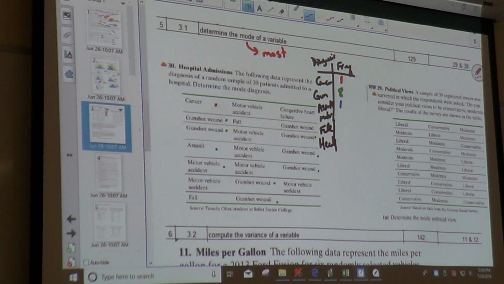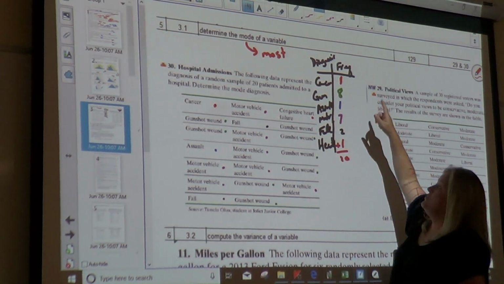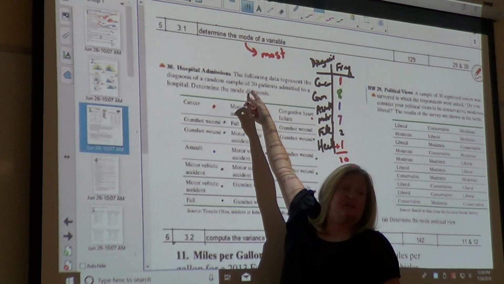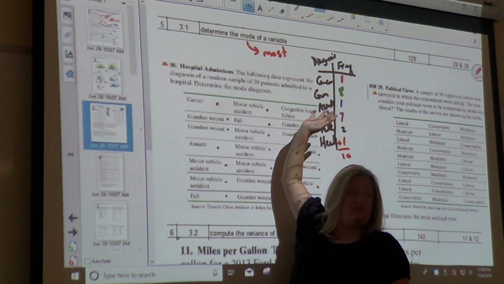Tell me if I'm missing some. Motor vehicle: 1, 2, 3, 4, 5, 6, 7. Fall is going to be 2. And congestive heart failure is going to be 1. Now, what I usually do is I add them up to make sure that the total is going to equal this, to make sure that I didn't screw anything up.